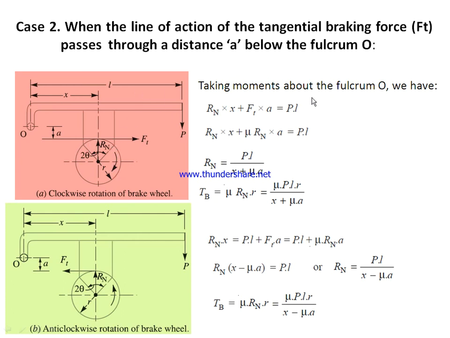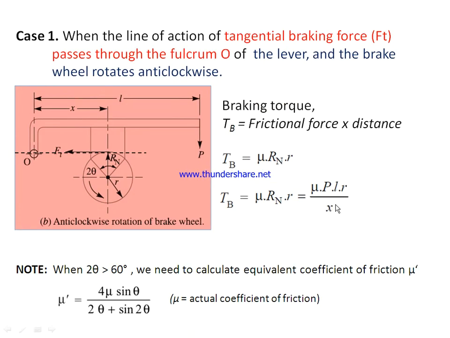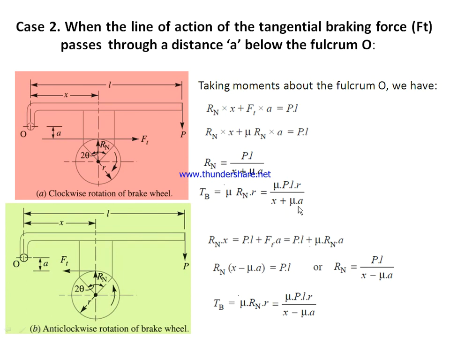Other things remain the same, and when it is rotating in the clockwise direction, as usual, by taking the moment of all the forces about the fulcrum point O, we have Rn into x plus Ft into a equal to P into L. Hence the magnitude of the normal force Rn is P into L divided by x plus mu a, and the magnitude of the braking torque for this case is mu into P into L into R divided by x plus mu a. Just compare this. It is only x in case 1, but in this case it is x plus mu a.